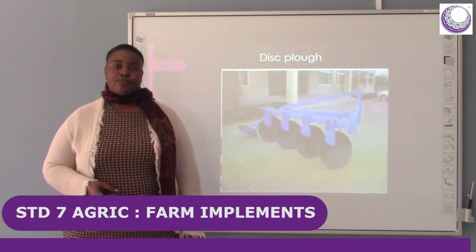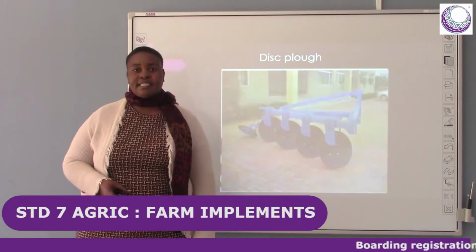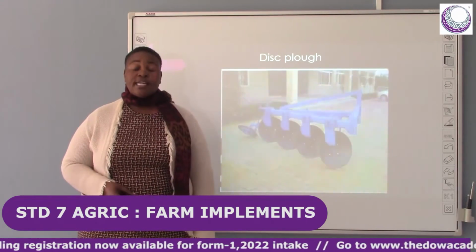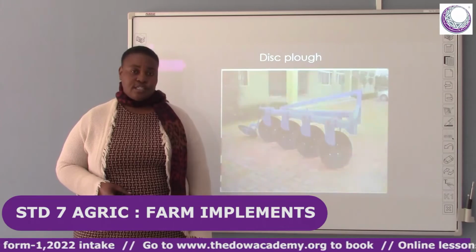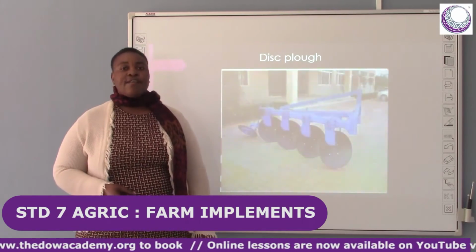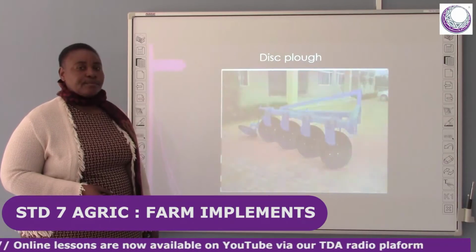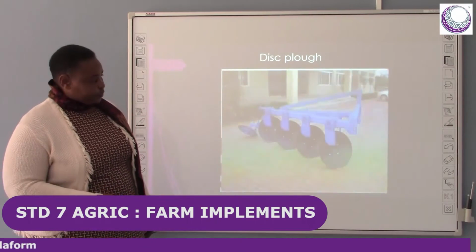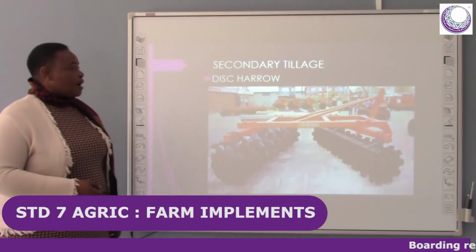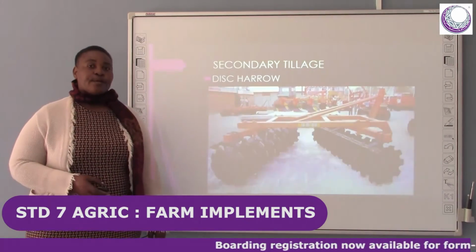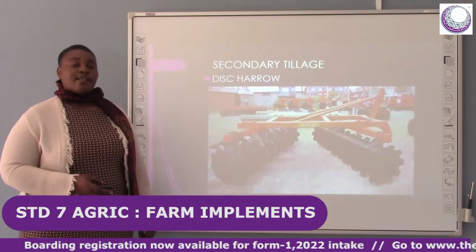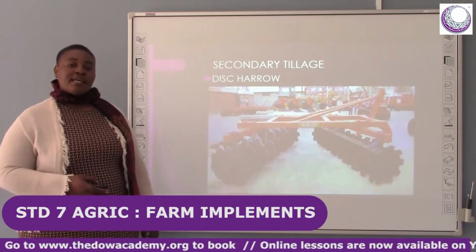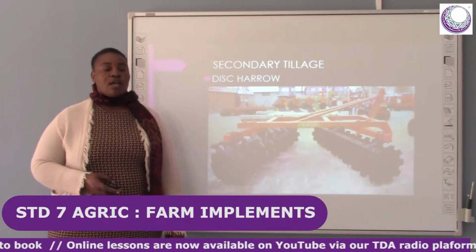Once the primary tillage is done, the farmer now needs to level the soil in preparation for sowing the seeds. In this case, the farmer now uses the secondary tillage implements. Secondary tillage is the breaking down of the soil clods, making the soil smooth and also leveling it.